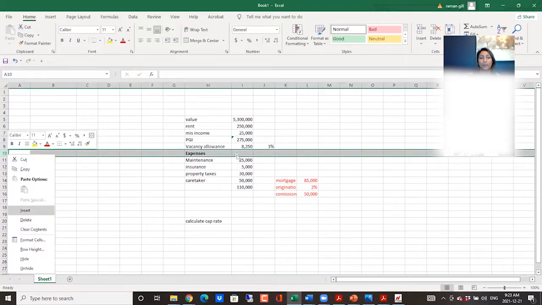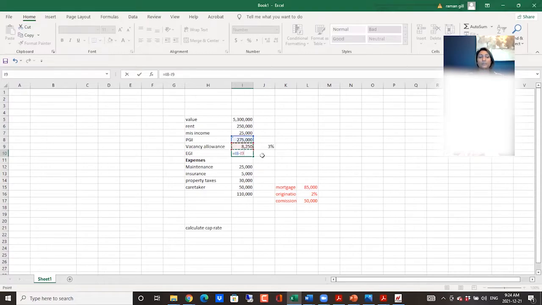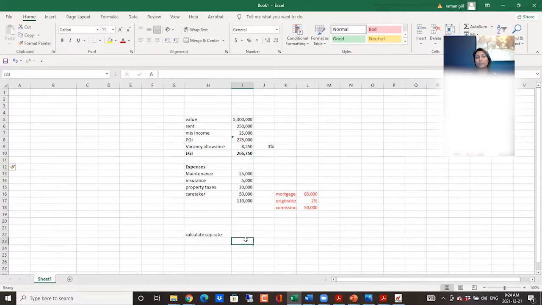So our effective gross income, EGI, will be 275,000 minus the vacancy allowance. So we're looking at 266,750. That's what we get after taking out the vacancy allowance. In normal times, your vacancy allowance will be around 3%. Right now, for example, because of COVID, our vacancy allowance will be higher, 5%, because there's a lot of vacancy in the market. So the effective gross income that we get is 266,750. Okay, so that's the first part of it.